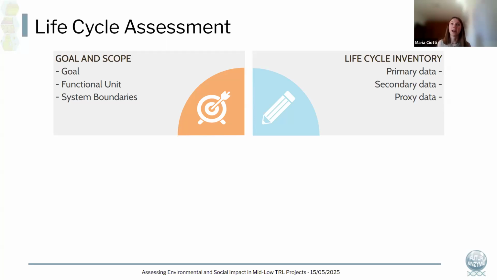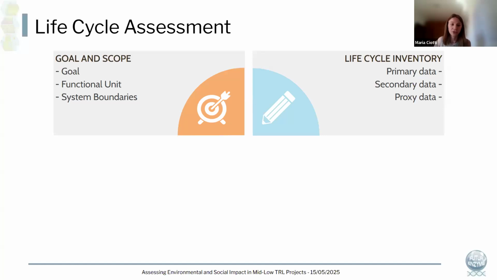So proxy data are more used when we don't have availability of more precise data, and can be, for example, a similar process to ours that can still be assumed to be similar enough to have a good enough result in our study, or a similar enough chemical or a precursor of our chemical, etc.